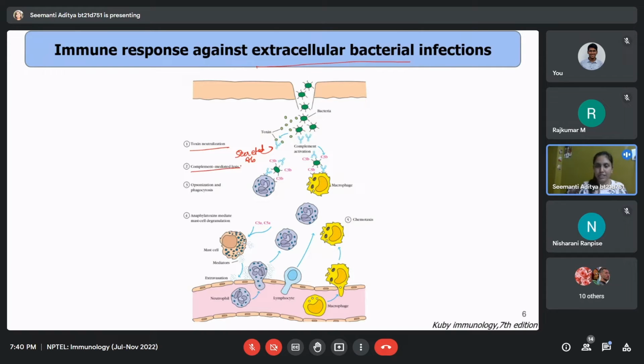Then complement mediated lysis. The complement proteins go and bind to the surface of the bacterial cells. Here you see the complement protein binding, and it forms a membrane attack complex, or MAC, which causes lysis of the bacterial cell. Complement proteins binding to the cell also allow antibodies and phagocytic cells like macrophages to come closer and engulf these cells, because complement proteins also act as opsonins.